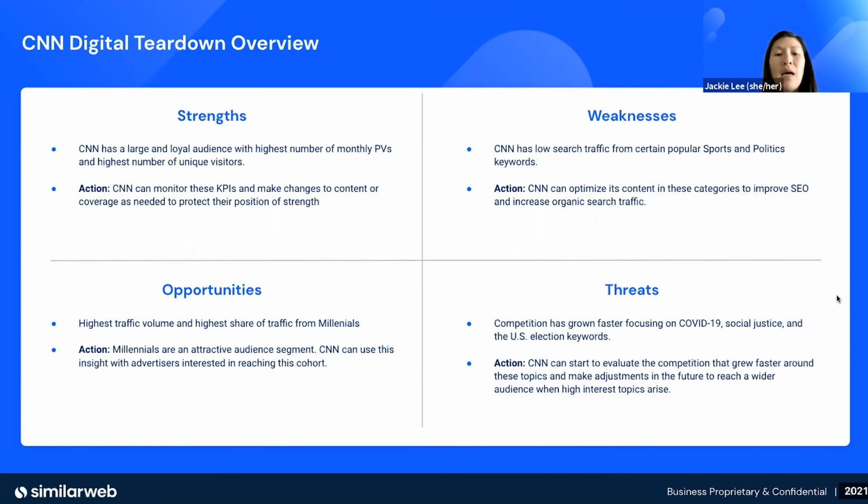And lastly, as a threat, we know that competition has grown faster, particularly around hot topics like COVID-19, social justice, and the US election. What CNN can start to do is to evaluate that competition and understand what it was about their coverage or about their site or about their formats, and make those adjustments so that they can hopefully, in the future, with future topics that arise, make changes to their own coverage model so they can start to grow as quickly as its competitors do.